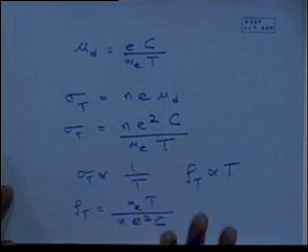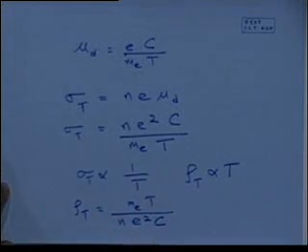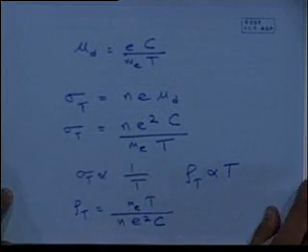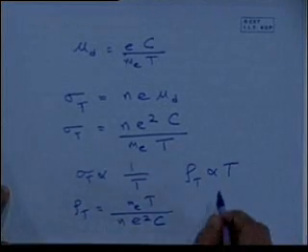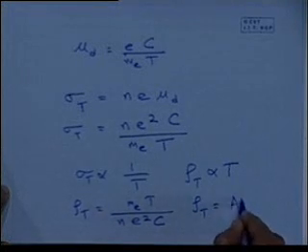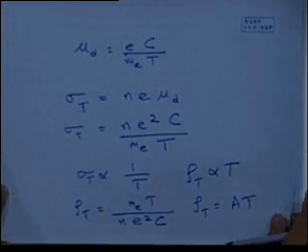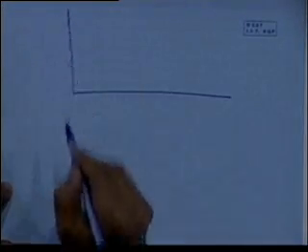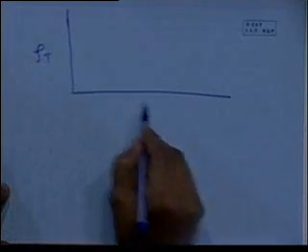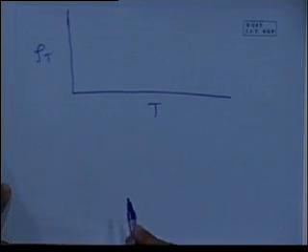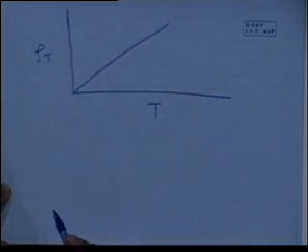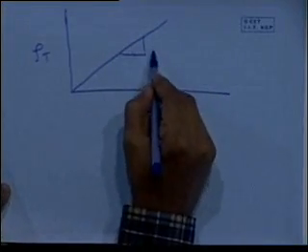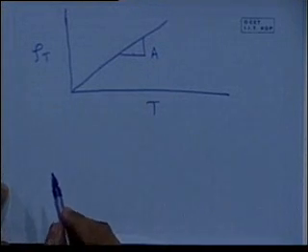Okay? So we have some simple expression that relates for an ideal, pure metal, the scattering is simply due to the vibration of atoms. Rho T we will expect proportional to temperature, or sigma T proportional to 1 by T. We can write that as rho T equal to some constant times temperature. So if we plot this, what are we going to get? Rho T versus T, a straight line with a slope A. As temperature increases, resistivity increases.